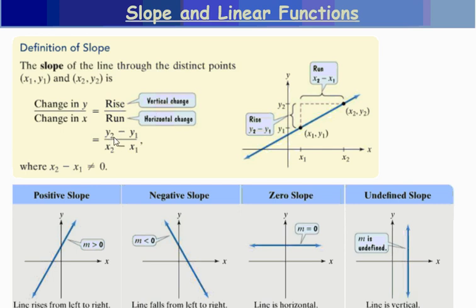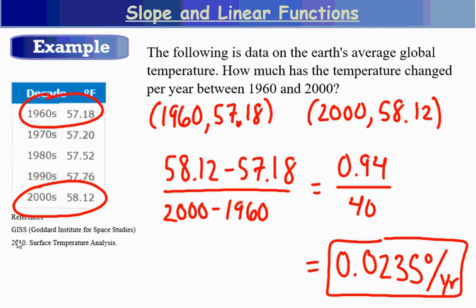I always do y2 minus y1 because I always do the new value minus the old, just like I did here, 58.12 minus 57.18. So this would have been x1, this is y1, this would have been x2, and this would have been y2. And what I did was exactly what slope is, y2 minus y1 over x2 minus x1.